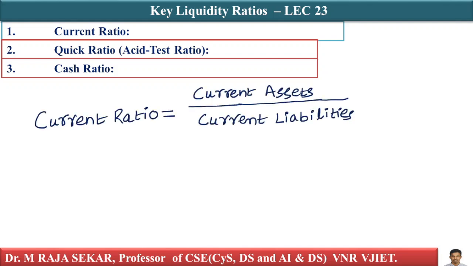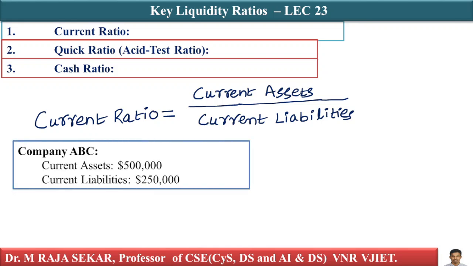What is current ratio? What is the formula for current ratio? Current ratio is current assets by current liabilities. It indicates the company's ability to pay short-term debts. Let us take one example. Let me consider there is a company ABC. Its current assets are, let me say, this number.